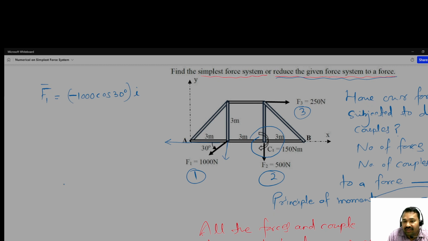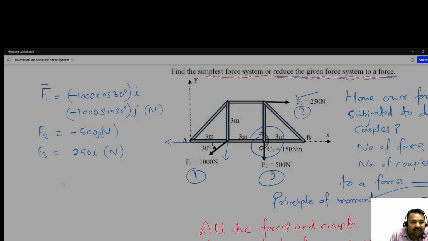So it is a negative x direction, so that's why negative 1000 sine theta with J. Okay, what about now F2? F2 is purely vertical, in the negative direction, 500 Newton, with J, and the unit is Newton. F3 you can see here is equal to 250 with I component, the unit is Newton.